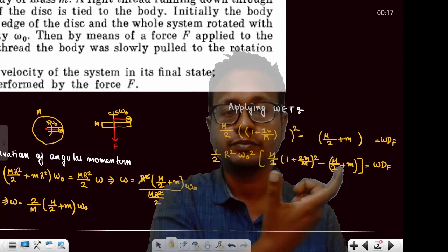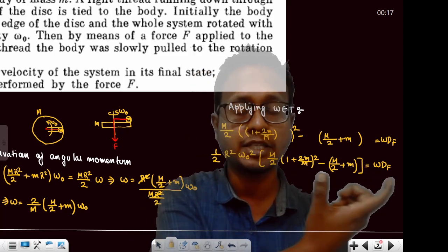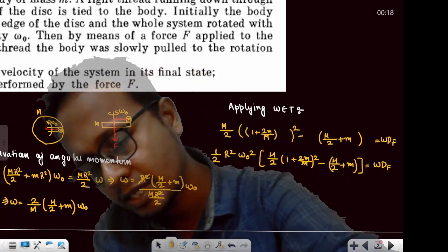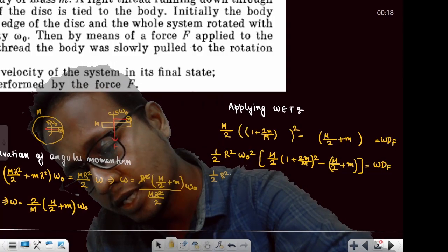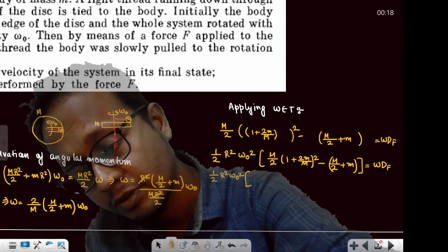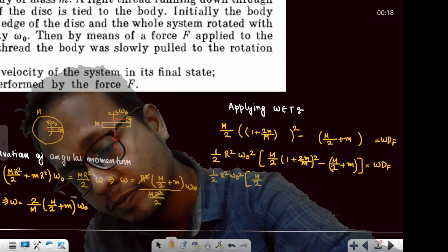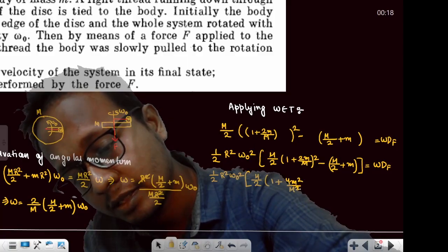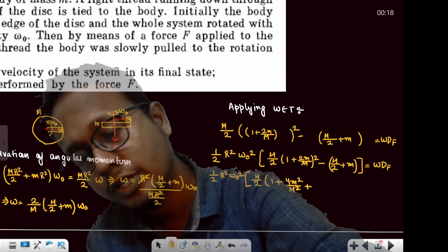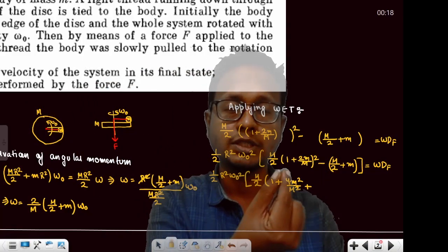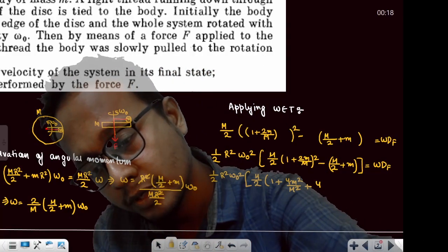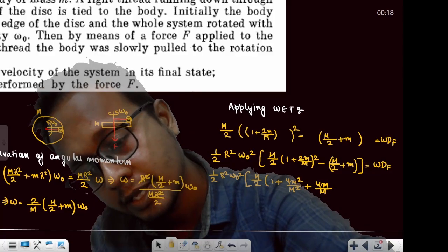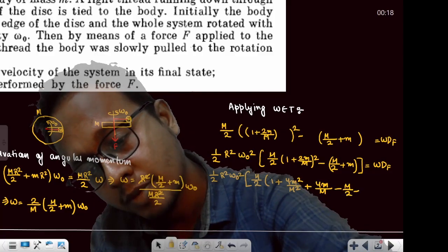the work done by friction, means work done by external force. So how do we simplify it? Just explain this one. So half r square omega naught square. Do it faster than me. This is a challenge. M by 2 into 1 plus 4m square by m square, plus 2 into 2ab, 2 into this, so 4m by m, minus m by 2 minus m.